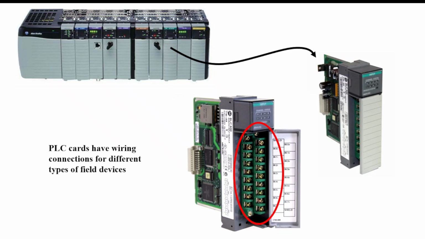Now, PLC cards have wiring connections for different types of field devices, and you can see those on the front. Usually there is a swivel window or door that opens that allows you access to these little screw terminals.